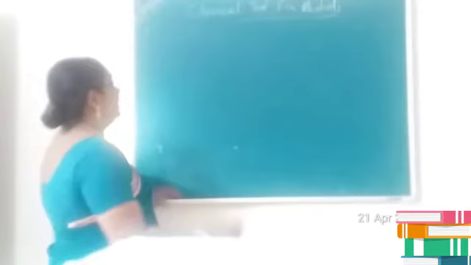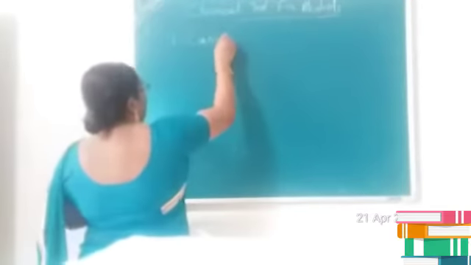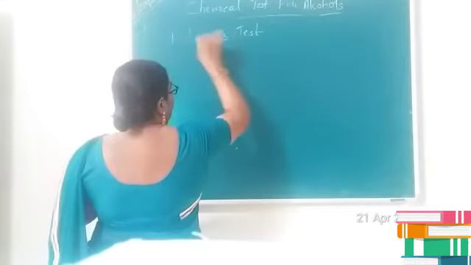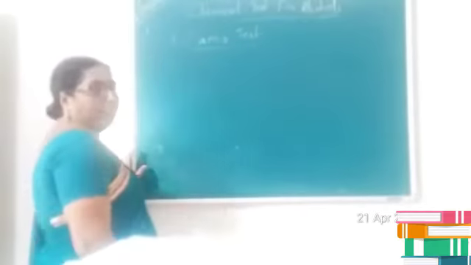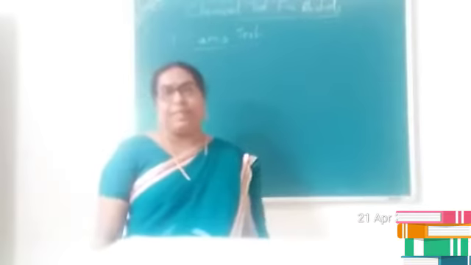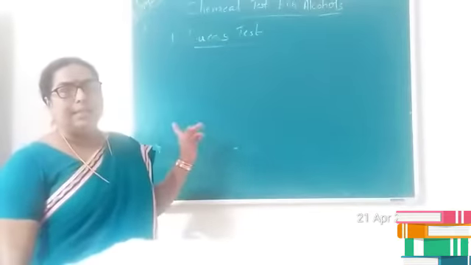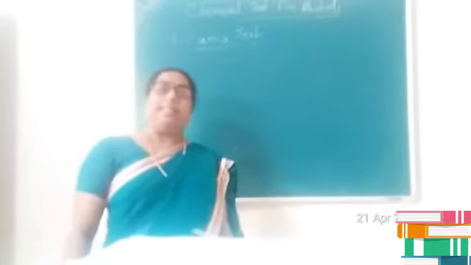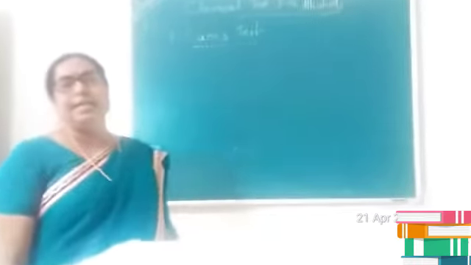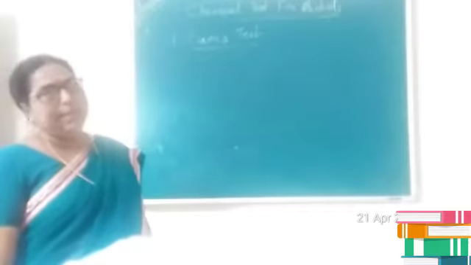Today, first we are going to study some chemical tests for the identification of alcohol. First, let us consider the Lucas test. Children, do you remember what Lucas reagent is? When we studied the properties of haloalkanes, we saw what Lucas reagent is. I'll just repeat it once more. Lucas reagent is a mixture of anhydrous zinc chloride and concentrated HCl.